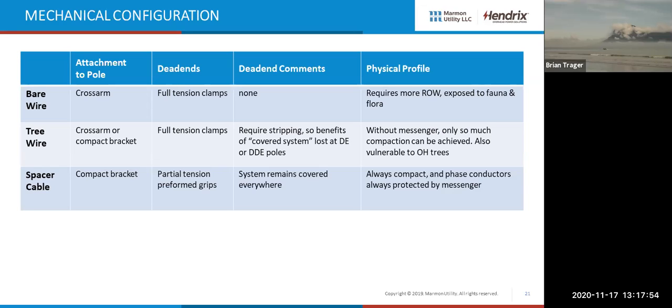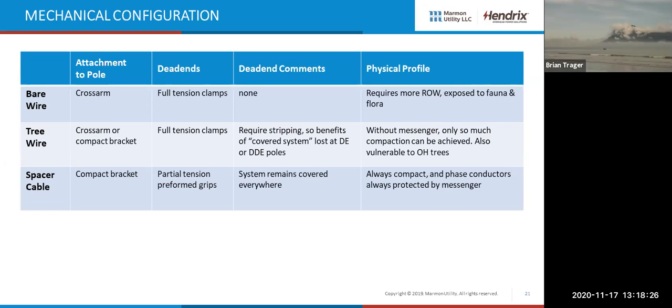And the reality of that is that when I use tree wire, therefore with full tension clamps, I'd require stripping where those dead end clamps are. So the benefits of a covered conductor system are lost at the dead end poles or the double dead end poles. Whereas with spacer cable, I'm using preform grips over the covering and the system remains covered absolutely everywhere.